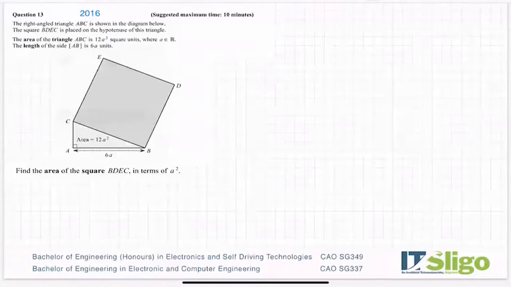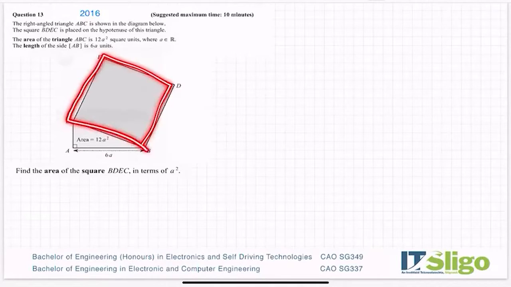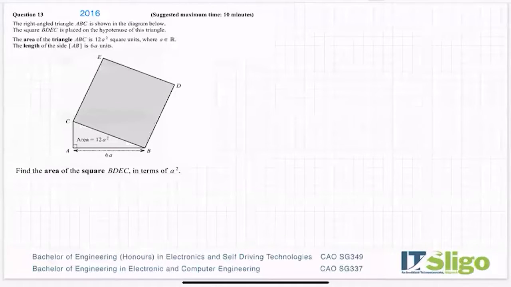Right, so the 2016 question 13 on area and volume on the junior cert paper was as follows. The right angled triangle ABC is shown in the diagram below. So there's my right angled triangle. The square BDEC is placed on the hypotenuse of this triangle. The area of the triangle is 12a squared and the length of one side is 6a units. It asks you to find the area of the square BDEC in terms of a squared.